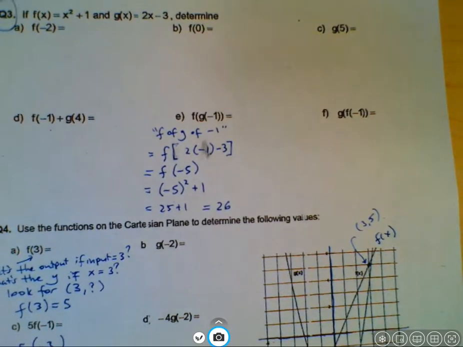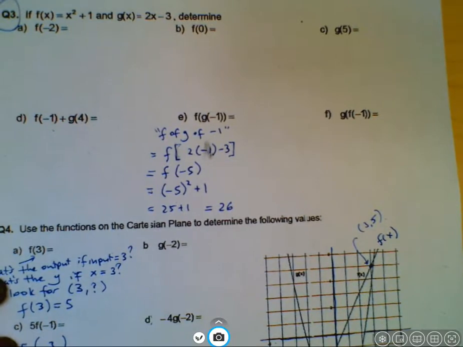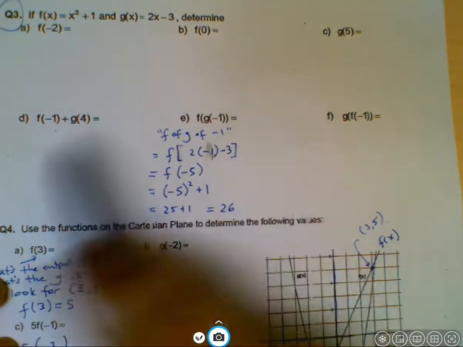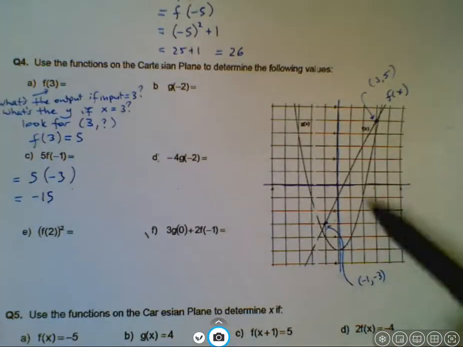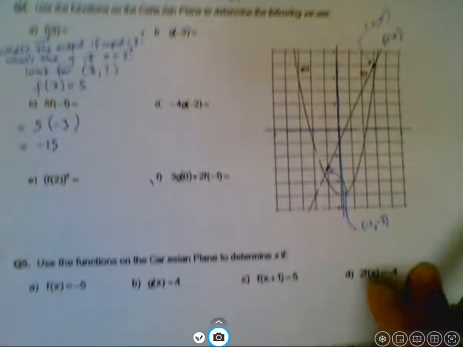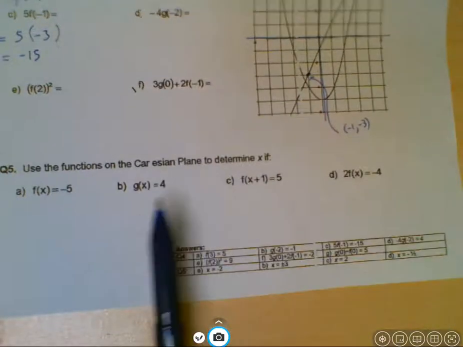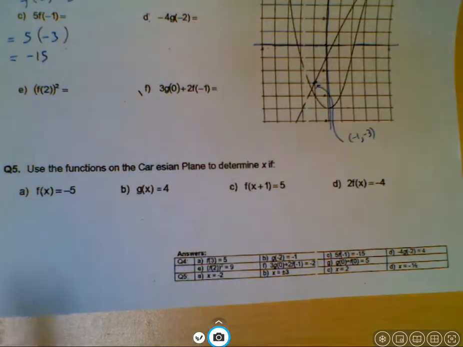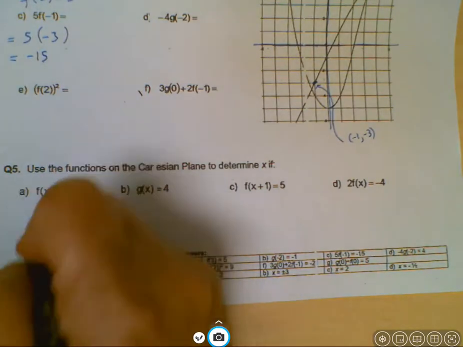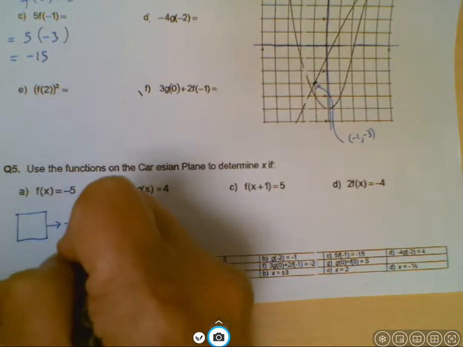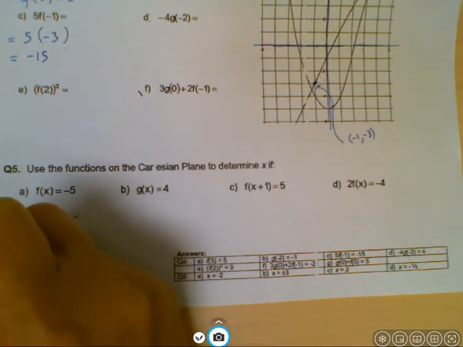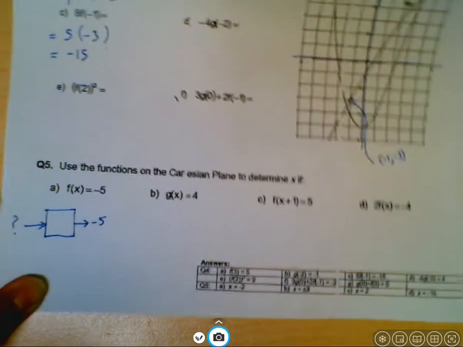Okay, so your practice is to finish off this sheet. All right, you've got all these questions here that you can do based off of my example. These questions here are going to use the graphs. So F is the line and G is the parabola. And this question 5 is using the graph only going backwards. So remember what going backwards means. It means that we're giving you the output and we're asking you what's the input. All right?